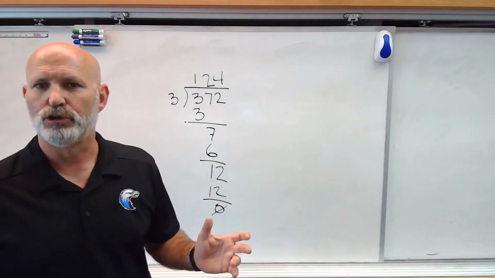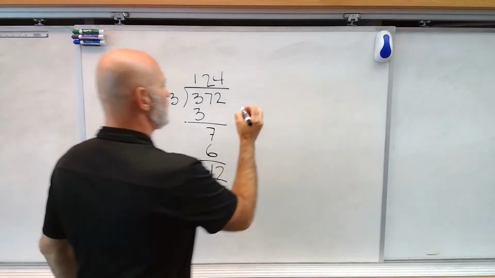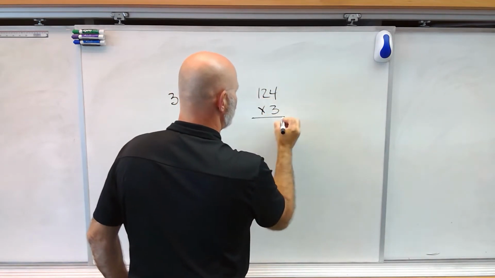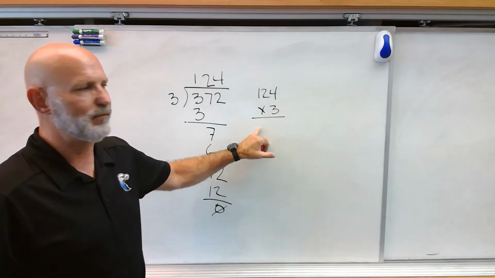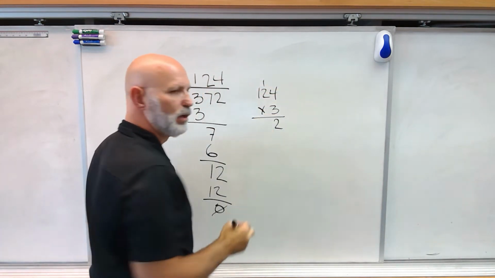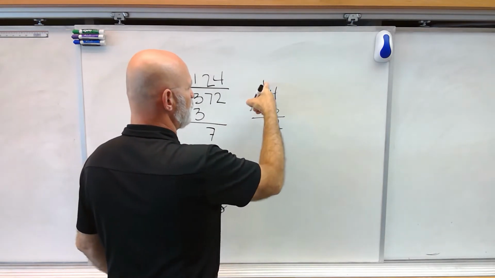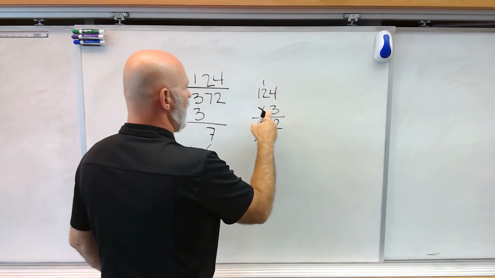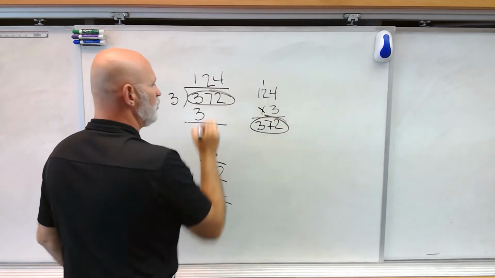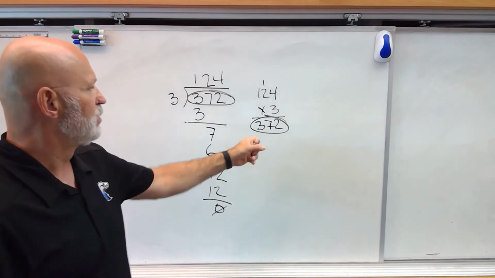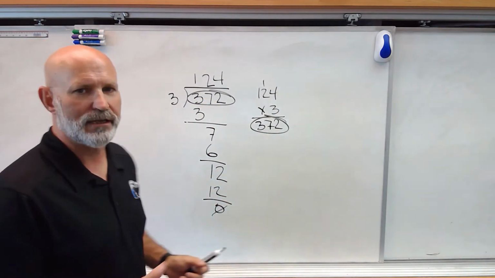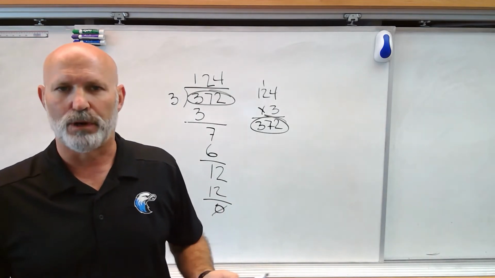Now, if I want to double check that, all I have to do is take 124, multiply it by 3, and I will get 372. Well, let's look. So 3 times 4 is 12. Carry my 1. 3 times 2 is 6, plus 1 is 7. And 3 times 1 is 3. Now I know that I've got the right answer because 372 and 372 are the same number. Okay, let's take another look at another problem.